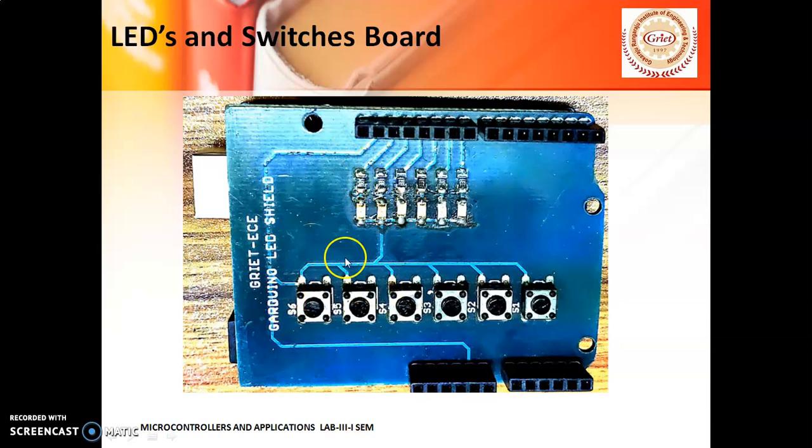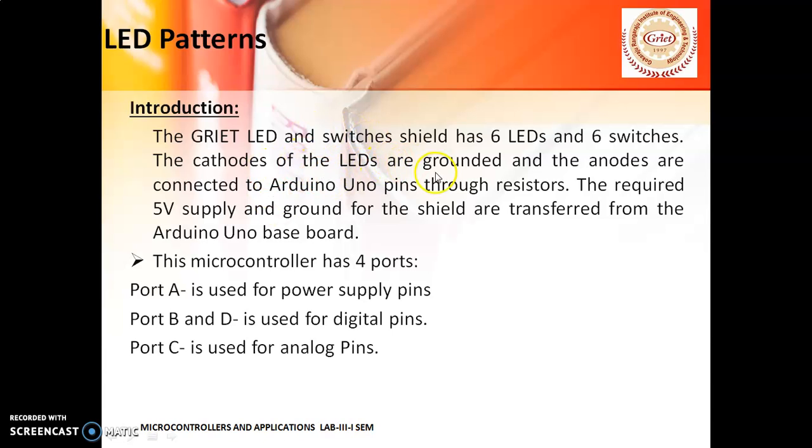So you have to make this shield sit on the Arduino Uno board. On the bottom of this you have an Arduino Uno board here, so you have to connect this shield to the Arduino Uno board. We say that the GRIT LEDs and switches shield has 6 LEDs and 6 switches, and the cathodes of the LEDs are grounded.